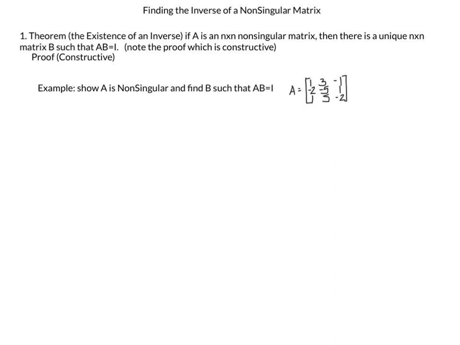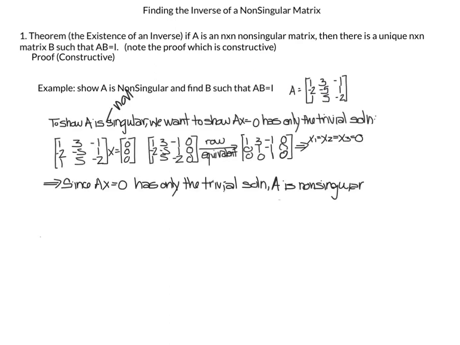Our first example is to show that A, this matrix here, is non-singular, and find B such that AB is equal to I. So A is equal to 1, 3, negative 1, negative 2, negative 5, 1, 1, 5, and negative 2. And you'll notice that they don't quite call B the inverse of A because we don't quite have all the theorems to prove that it is unique and everything else, but we will get to that later in this chapter. To show that A is non-singular, we want to show that AX equals 0 has only the trivial solution.